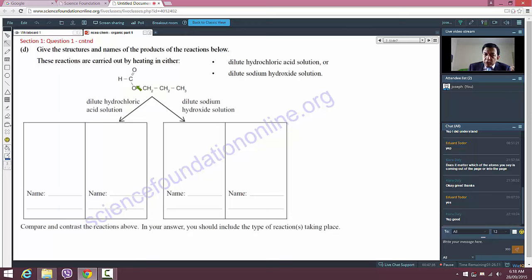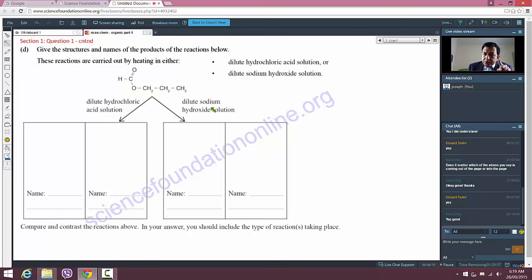The dilute hydrochloric acid, what does it do? Both of these reactions break the ester link. It's going to separate out the alcohol part and the acid part. So both the reactions produce propan-1-ol in common, the alcohol part. But the difference is, with the acid, when you break this up, you'll end up producing the acid part here, which was from methanoic acid. You'll end up with methanoic acid.